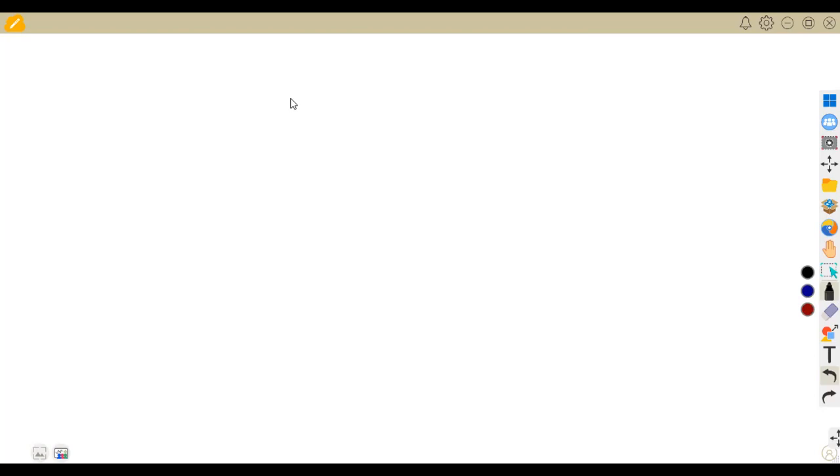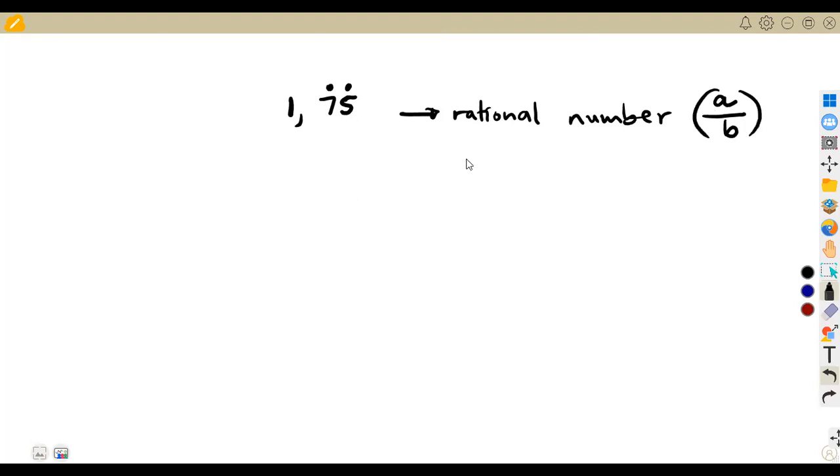Let's say we are given 1.575 with a bar on top like this. This one is a recurring decimal. We want to show that this is a rational number. To show that it's a rational number, it must be expressed in the form A over B, where A and B are integers.